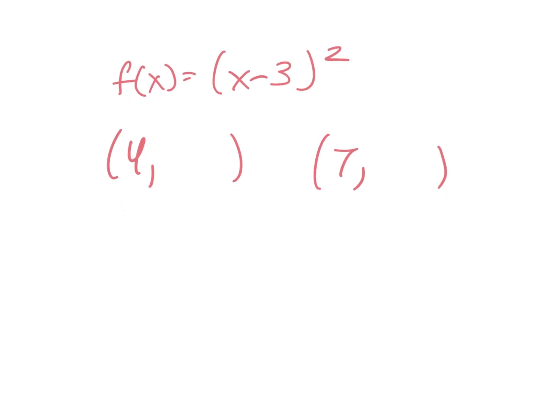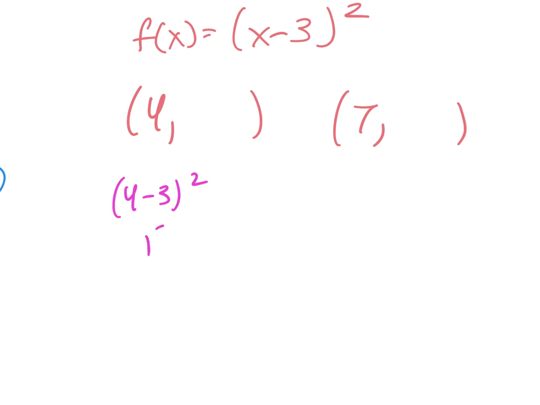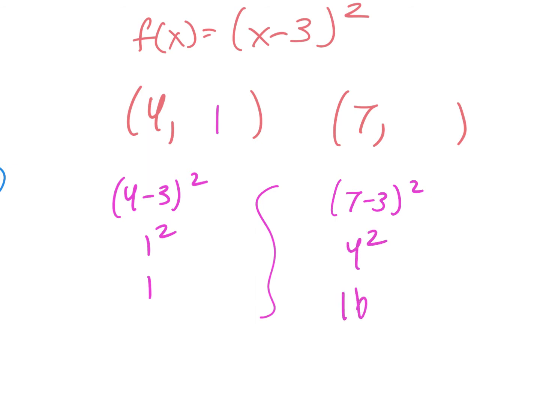So if I'm going to find the average rate of change between where x is 4 and x is 7, I have to figure out what y values I'm using. So I'm going to plug in 4, so 4 minus 3 squared. What's 4 minus 3? 1. 1, and 1 squared is? 1. Good. Now I'm going to come over here, and I'm going to plug in 7. So I have 7 minus 3 squared. What's 7 minus 3? 4. And 4 squared is? 16.